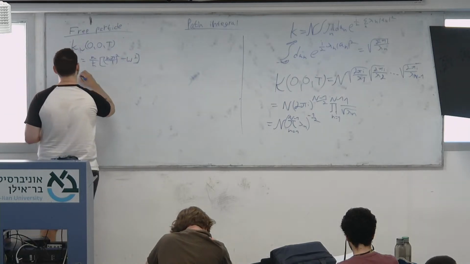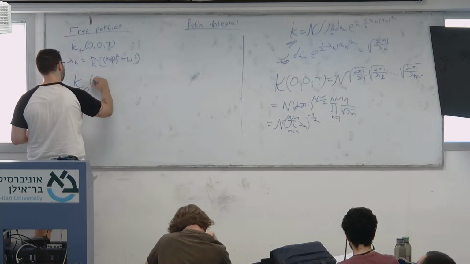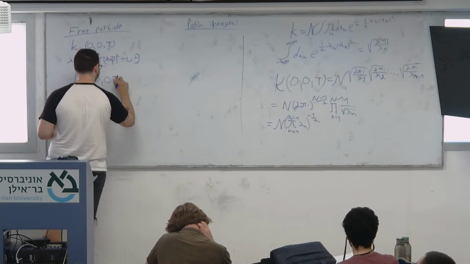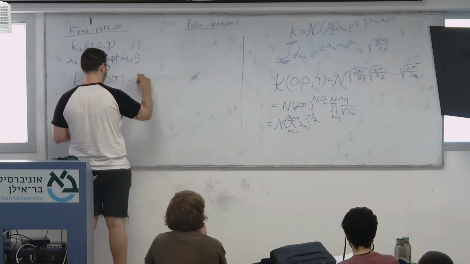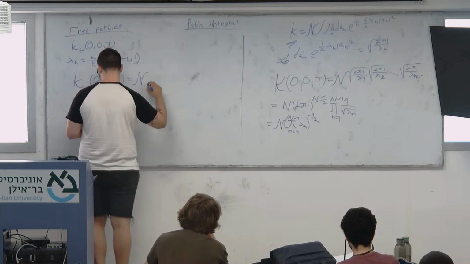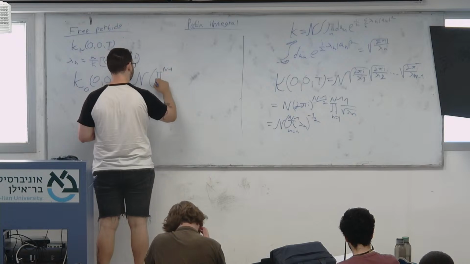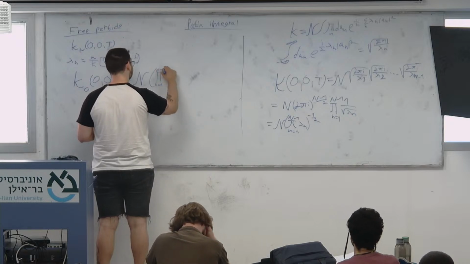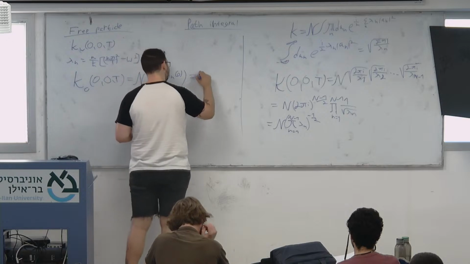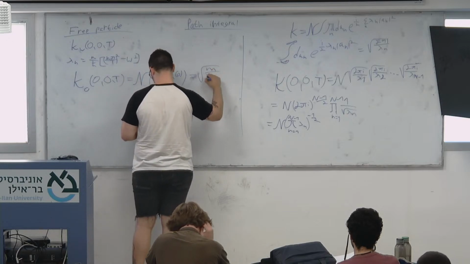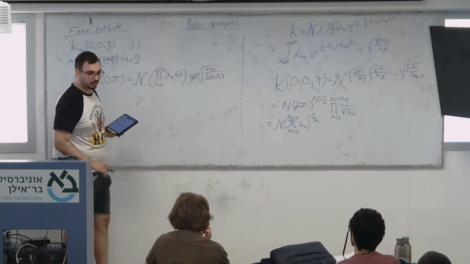All right, so this is the free particle, with normalization factor, just square root of 2 pi I h bar T. Should remind you of something from earlier. This one.